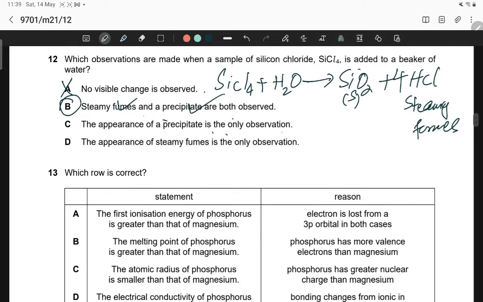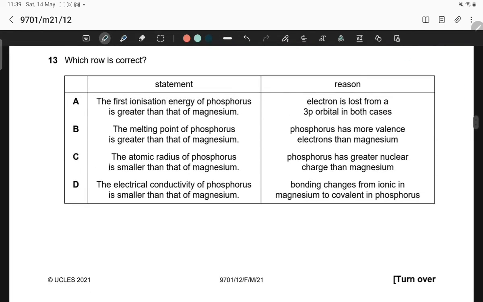Appearance of precipitate is the only observation, so this is also incorrect. The appearance of steamy fumes is the only observation, so this is also incorrect. Which row is correct?